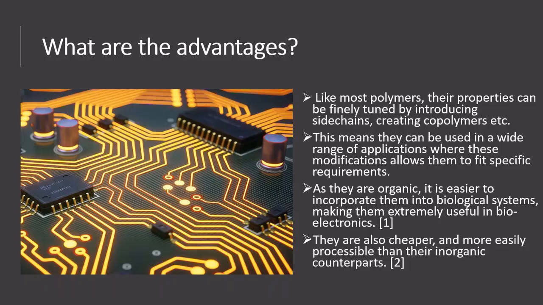What are the advantages? Like most polymers, their properties can be finely tuned by introducing side chains or creating copolymers, which is a polymer made out of two different monomers. This means that they can be used in a wide range of applications because these different modifications give them different properties, which allows them to fit specific requirements. Also, as they are organic, it's easy to incorporate them into biological systems, making them extremely useful in bioelectronics. They are also cheaper and more easily processable than their inorganic counterparts.